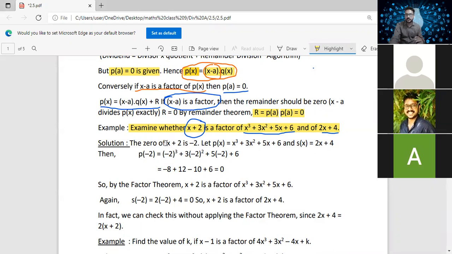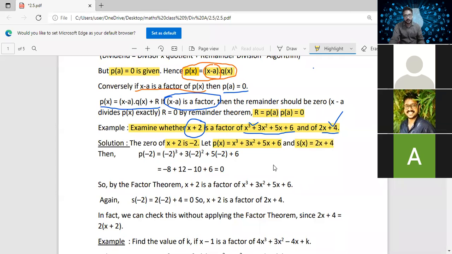Thus it means x equal to minus 2. So we have concluded the zero of x plus 2 is minus 2. Now you have the zero of the factor as minus 2. Now we are naming these two polynomials as p of x and s of x. P of x equal to x cube plus 3x squared plus 5x plus 6, and similarly s of x is equal to 2x plus 4.